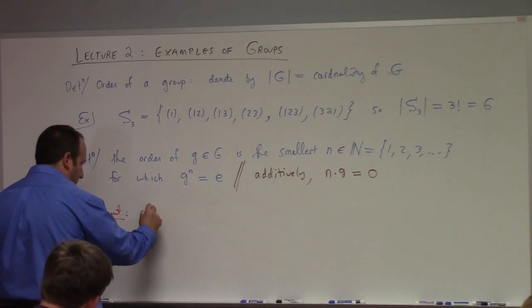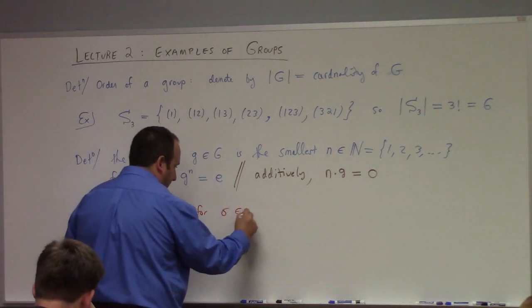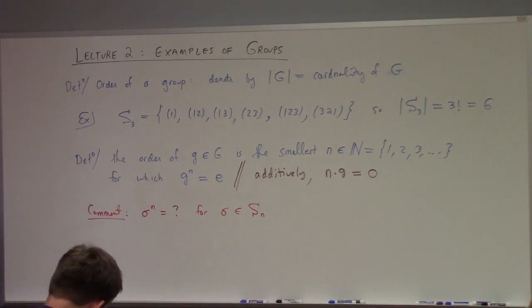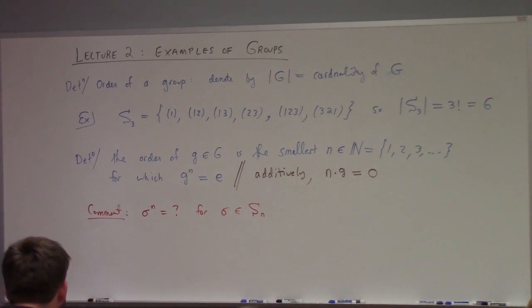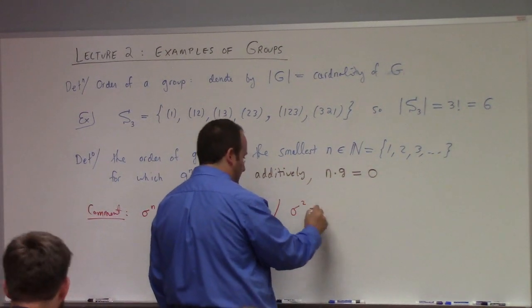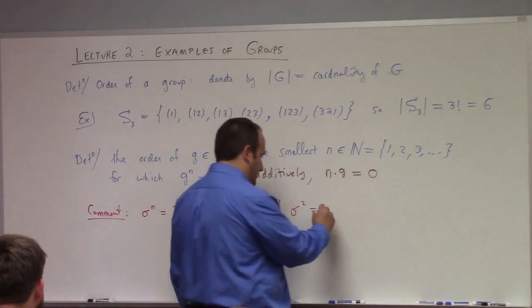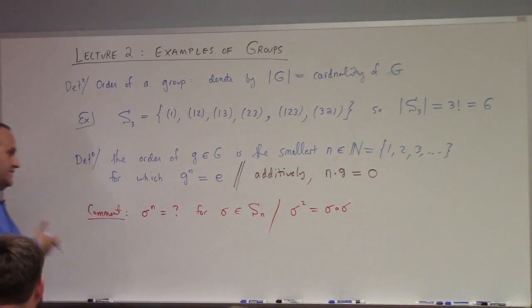What would sigma to the n mean? What does this mean for sigma in the permutation? What's the meaning of sigma to the n in that context? How about sigma squared? It means sigma composed with sigma, right? That's function composition. So sigma to the n means n-fold compositions of sigma with itself.